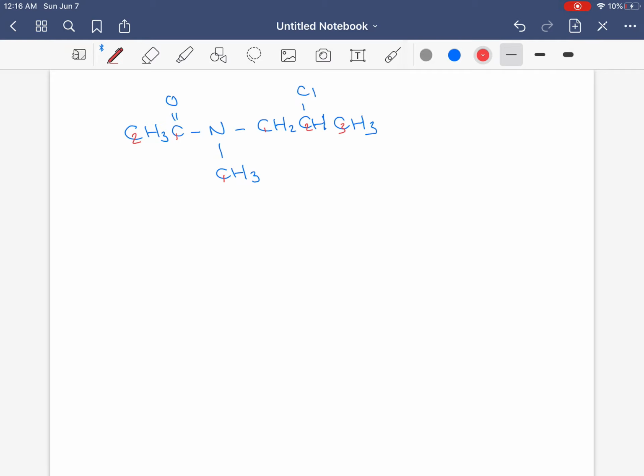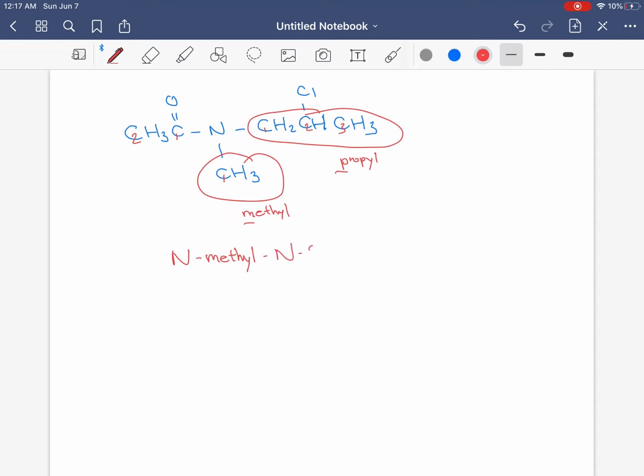What are you going to name first? Because what you're doing is that you're treating this as a methyl. Okay? You're treating this as a propyl. Alphabetical order now talks. P and M. M comes before P. So you would write here N-methyl. Okay? And then the other N is going to be 2-chloropropyl. See what I mean? Space ethanamide.